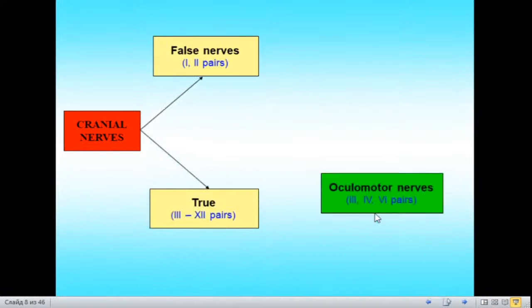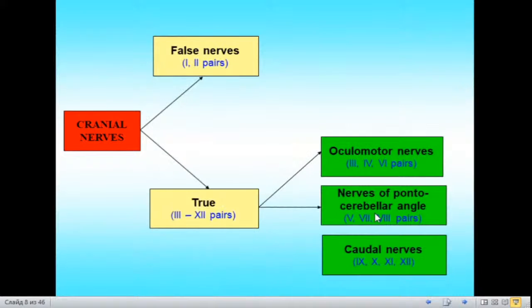Besides that, there is one more classification of cranial nerves due to their origin and topography. All cranial nerves can be divided into false and true. I explained this above. It is because the first and second cranial nerves are not real nerves. They are like derivatives of the brain, respectively telencephalon or diencephalon. But the other nerves, from the 3rd to the 12th cranial nerves, are really true nerves due to their structure and development.